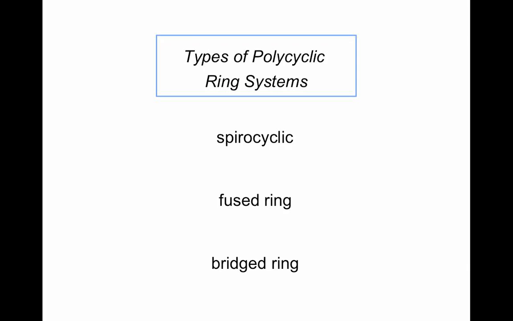Lastly, you should be familiar with three types of polycyclic ring systems that you may encounter in your textbook. These are the spirocyclic, fused ring, and bridged ring polycyclic ring systems. Basically, any polycyclic ring system is a ring system that includes more than one ring of various sizes.